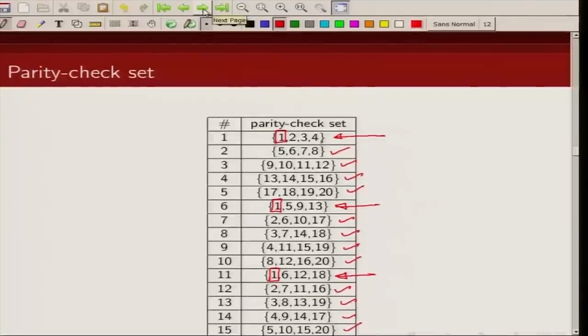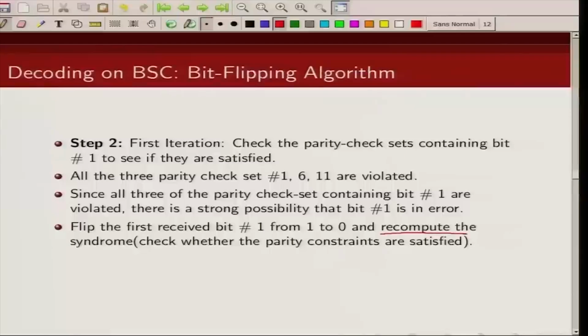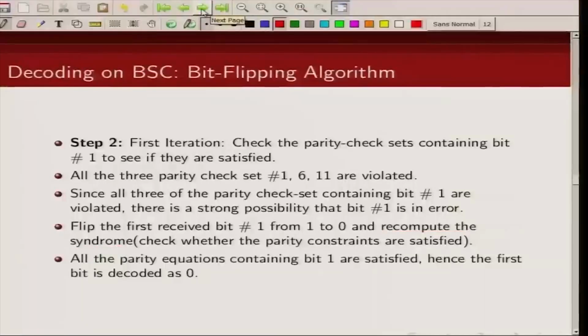Now note that when we flip this bit, these bits are no longer in error. So then this parity check constraint will also be satisfied. Hence we are able to correct the single error. When we recompute the syndrome, we will see that all the parity check constraints are satisfied, because there was only a single error which we were able to detect and correct.